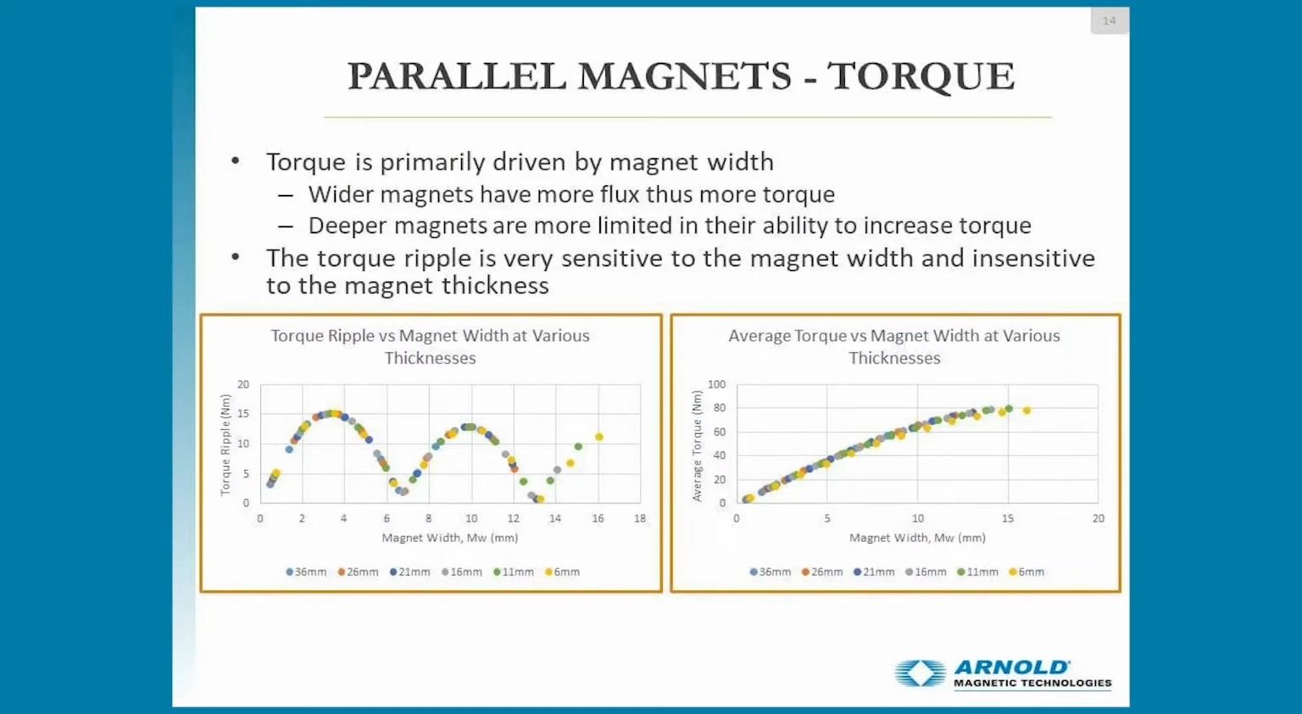We can see that the torque is primarily driven by magnet width, so wider magnets have more flux, thus they have more torque. Deeper magnets are more limited in their ability to increase the torque because we're trying to get more flux at the air gap with the width of the magnet. And the torque ripple is very sensitive to magnet width and insensitive to magnet thickness as a result. And we can see the images here, just some comparisons of using different width magnets and different thickness magnets.